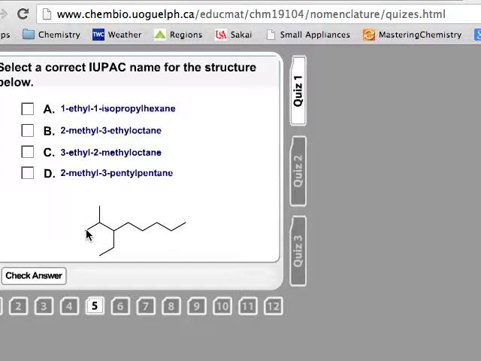All right, why don't you give it a try? Find your longest chain. It's pretty obvious. Looks like you have an ethyl and a methyl as well.